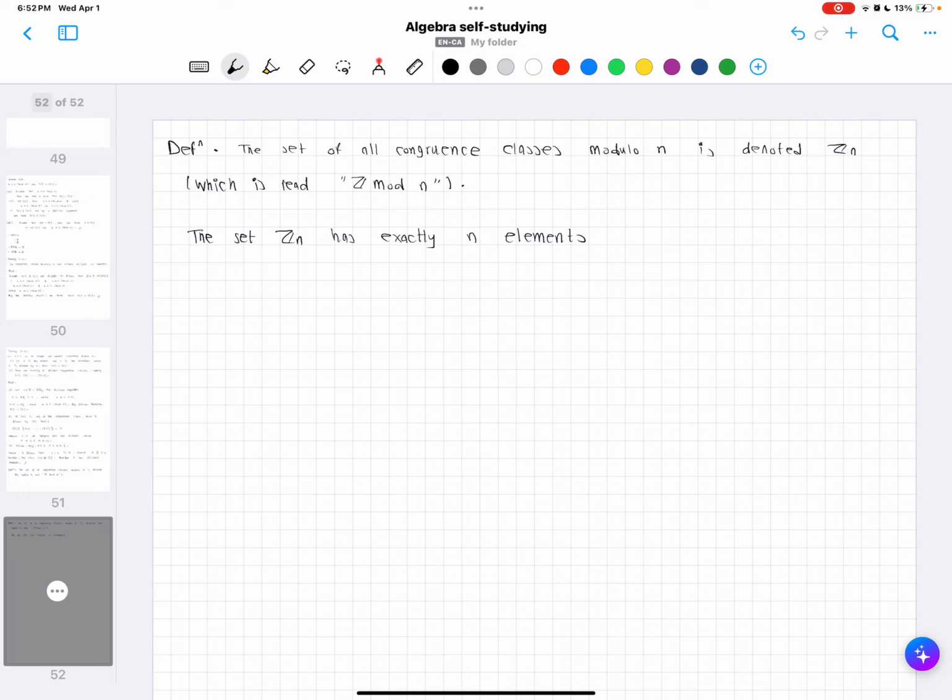Everyone, let's go back to solving problems from the book. Let's start with problem 6.